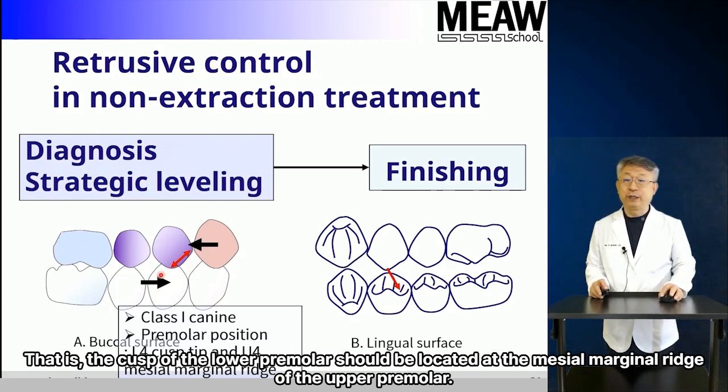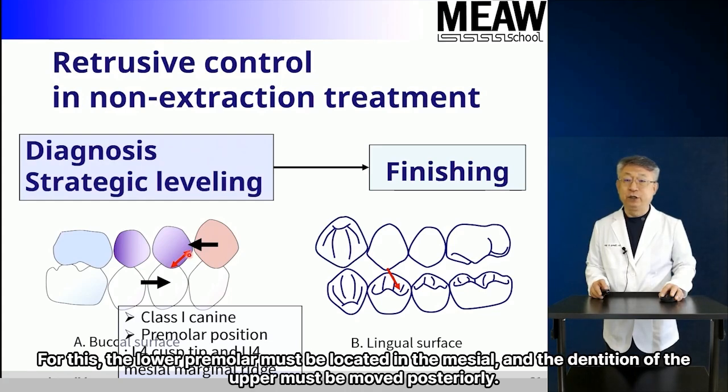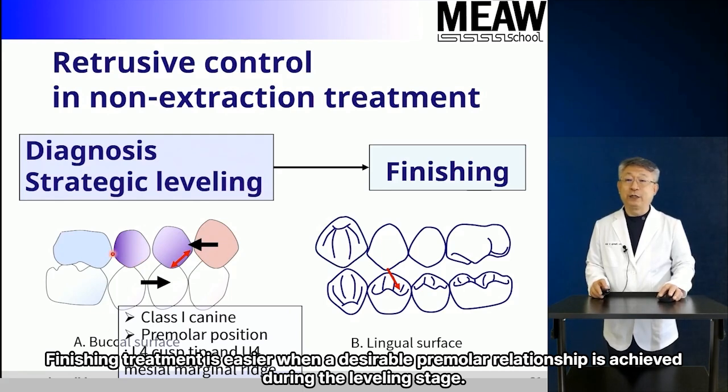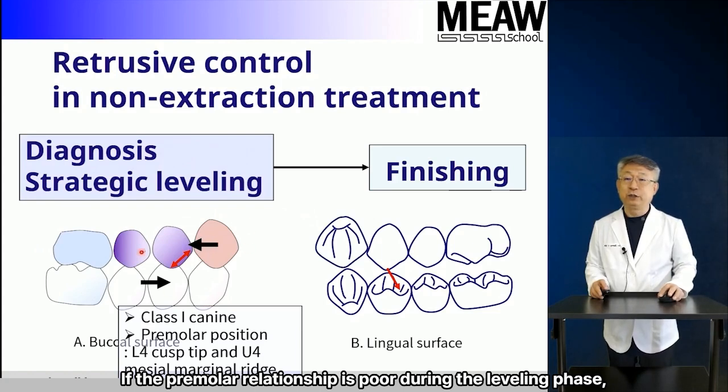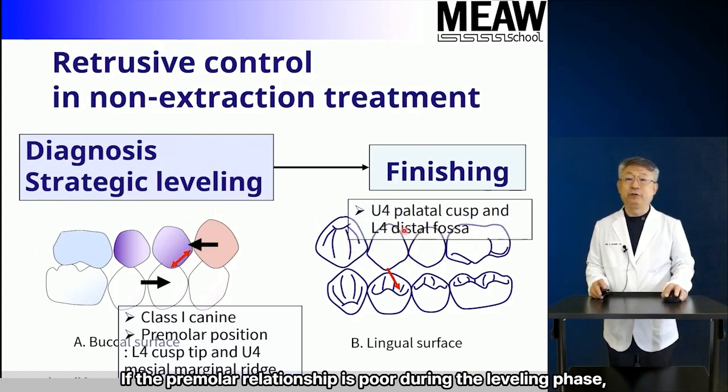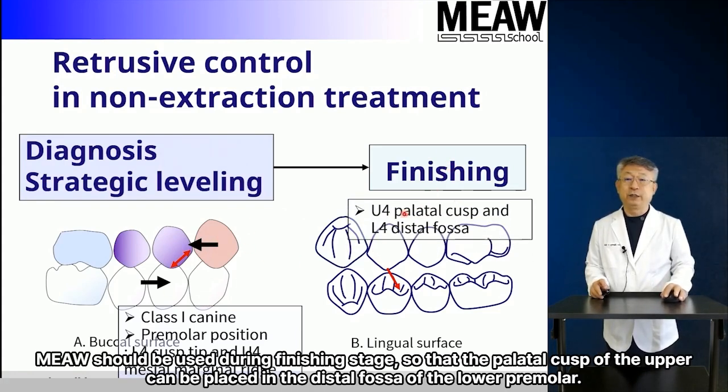That is, the cusp of the lower premolar should be located at the mesial marginal ridge of the upper premolar. For this, the lower premolar must be located in the mesial, and the dentition of the upper must be moved posteriorly. Finishing treatment is easier when a desirable premolar relationship is achieved during the leveling stage. If the premolar relationship is poor during the leveling phase, MEAW should be used during finishing stage so that the palatal cusp of the upper can be placed in the distal fossa of the lower premolar.